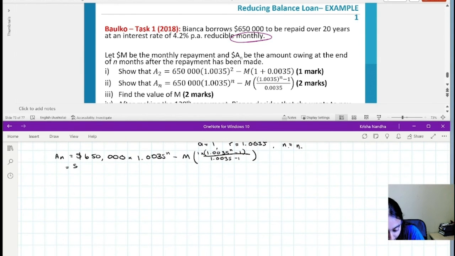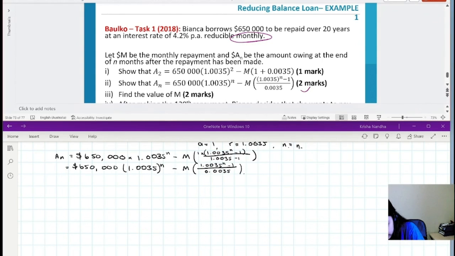Okay, and that's going to get me to 650,000 times 1.0035 to the power of n, minus m times (1.0035 to the power of n minus 1) on 0.0035. And that leaves me exactly as the question asks for. So I've just proven, or more so shown, that An is equal to 650,000 times 1.0035 to the power of n minus m, that fraction.